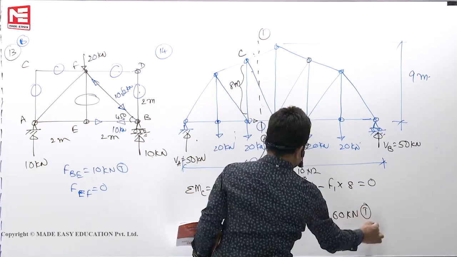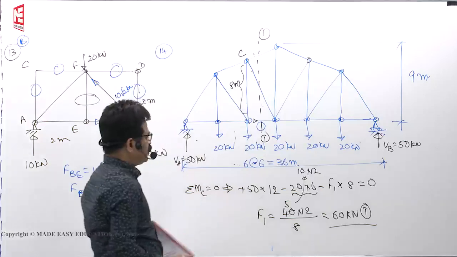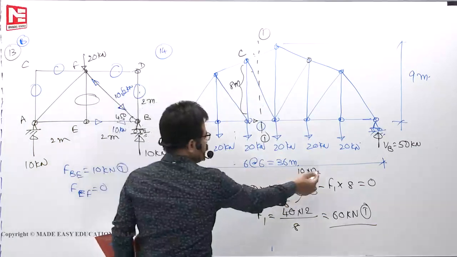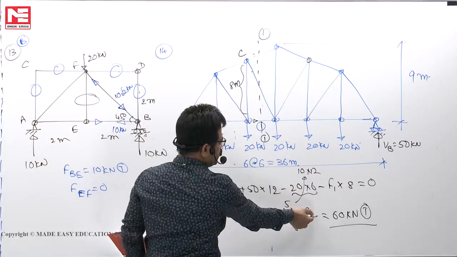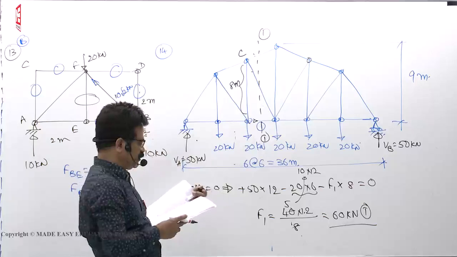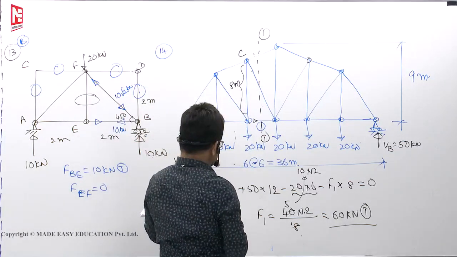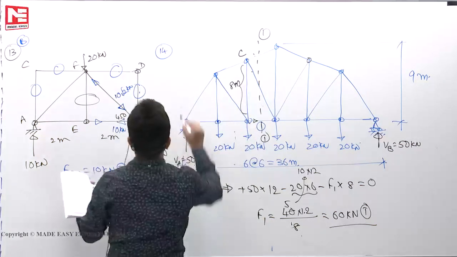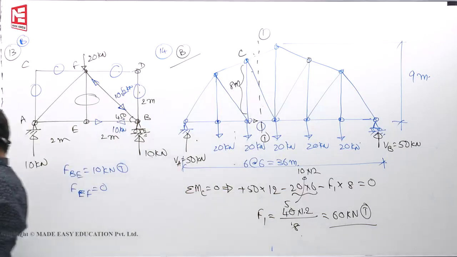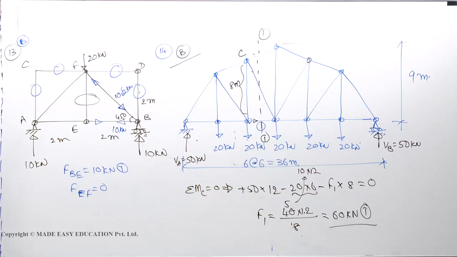60 kilonewton tension. If you write 20 into 6 as 10 into 12, then 50 into 12 minus 10 into 12 means 40 into 12 only by 8. Without calculator means you have to manage. So you will get 60 kilonewton tension. So simply he has given 60. So 14 is B. Next, force in the member XY.